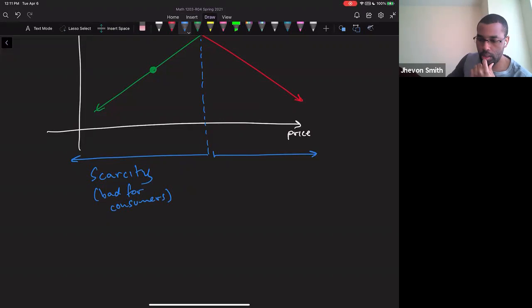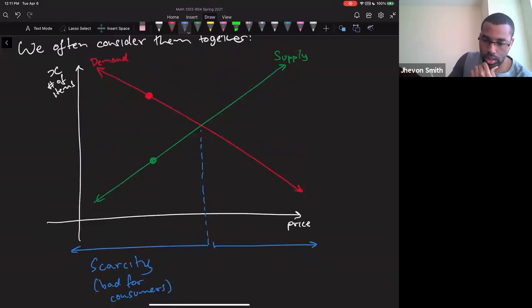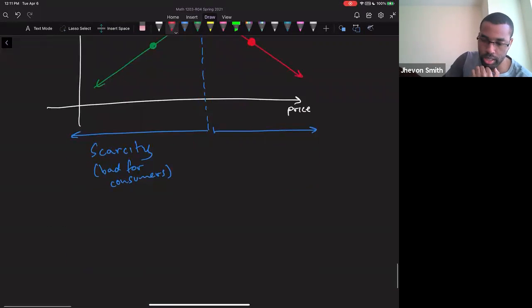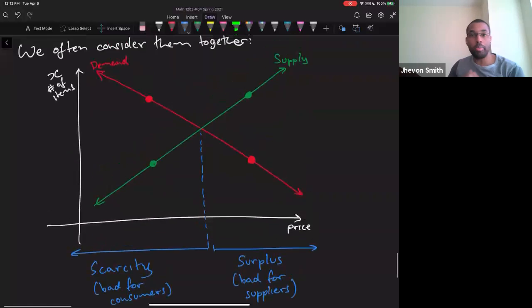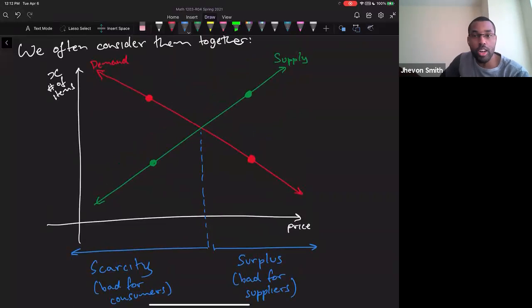You get scarcity. On the flip side, suppliers are willing to produce this much at a certain price, but the people demanding it would only demand this much at that price. So you have more products in the market than people willing to buy those products. The products get stored on the shelves, no one buys them, and this leads to a surplus. This is bad for suppliers because you just spent a whole bunch of money hiring a whole bunch of people, paying a whole bunch of costs for stuff that no one's buying.